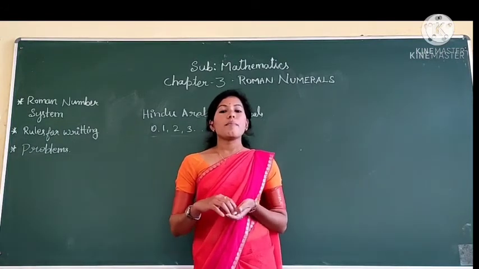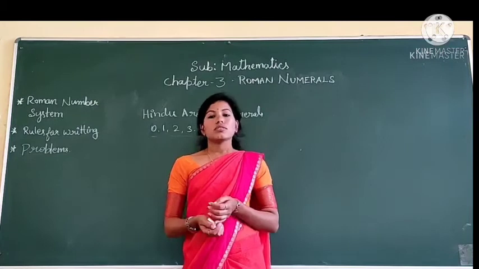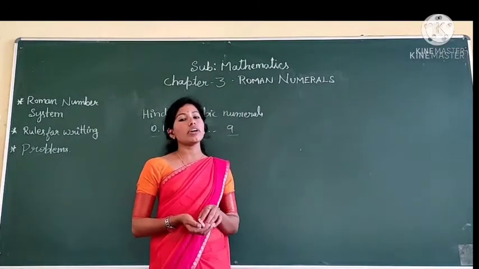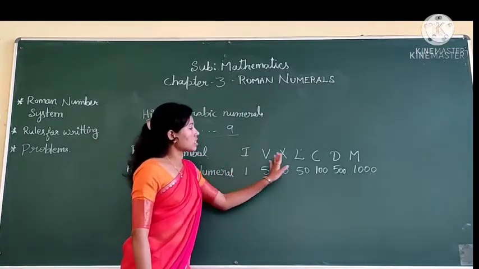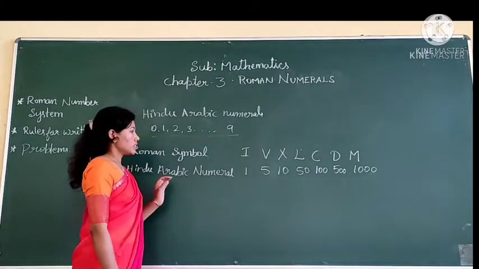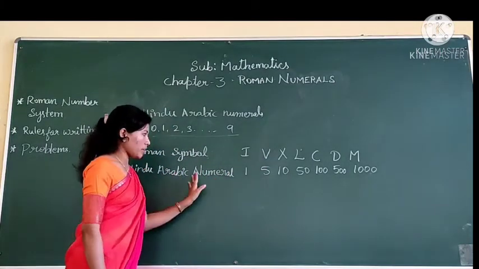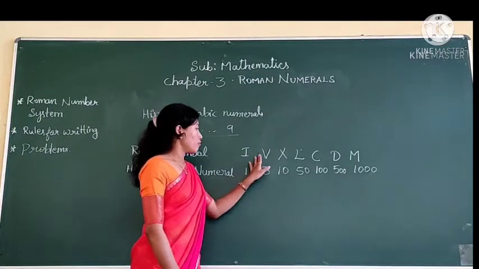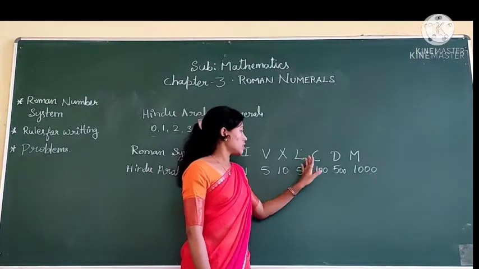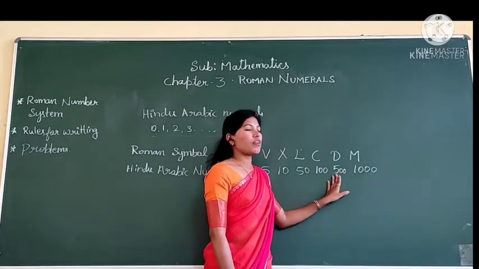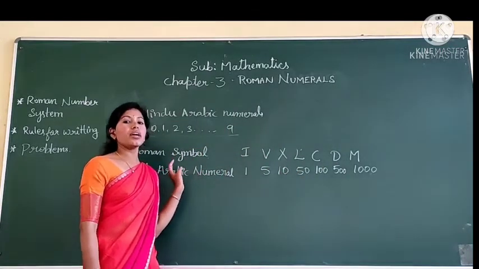They are not used in mathematical calculation, but we can notice them in clocks, watches, and the number of the class, etc. The Roman numbers are formed by using only 7 letters of the English alphabet. These are the Roman symbols: I is equal to 1 in Hindu-Arabic numerals, V is equal to 5, X is equal to 10, L is equal to 50, C is equal to 100, D is equal to 500 and M is equal to 1000. Using these 7 letters we can write Roman numbers.